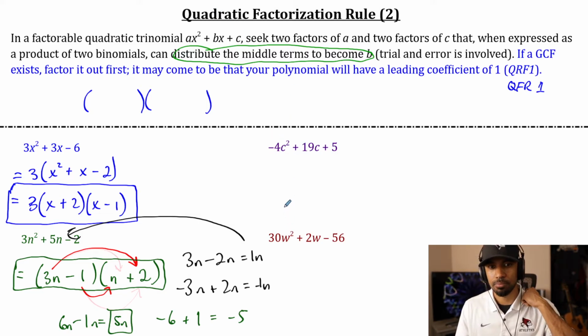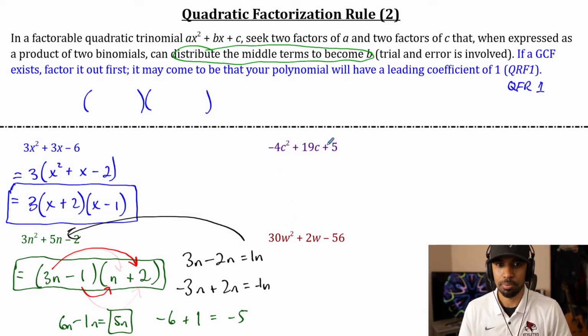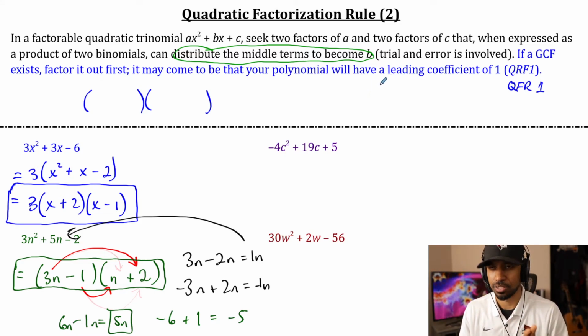All right, 2 more problems here and then we'll be done. Negative 4c squared plus 19c plus 5. First thing I'm going to do is find the greatest common factor. Now, you can't divide 4 out of 19 and 5, I get that. But we don't want a leading term of negative 1. Just trust me when I say you don't want a negative leading term.